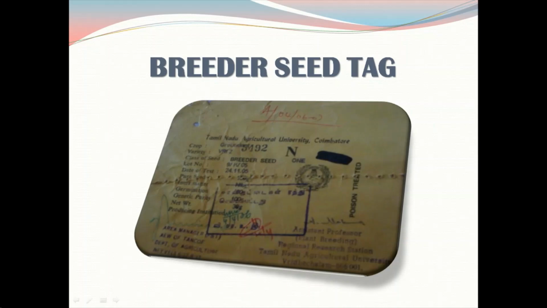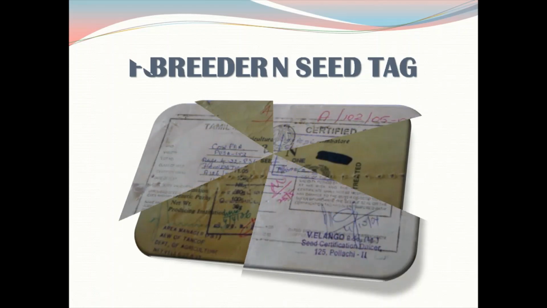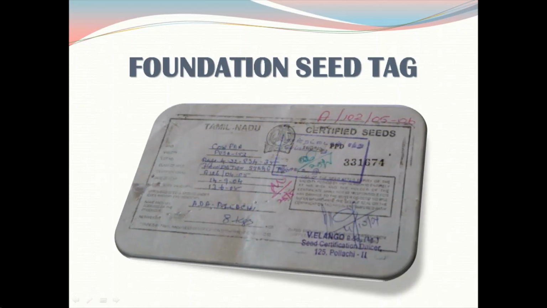This is how a breeder seed tag looks like. As you can see, it is golden yellow in color. This is the picture of a foundation seed tag. We can see that it is white in color. Similarly, this is a picture of a certified seed tag and it is blue in color.